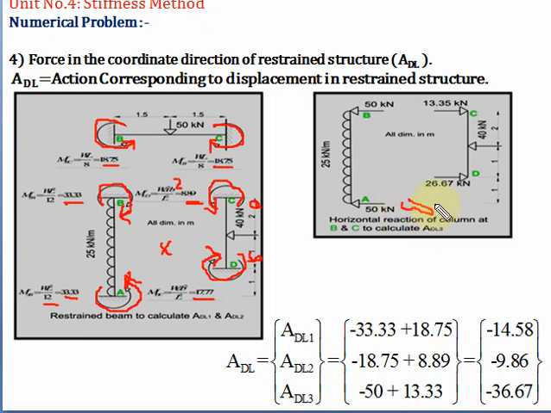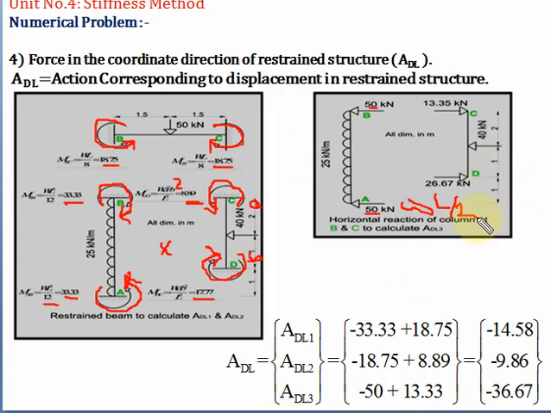End reaction will be WL by 2. So what is the value of W? 25. What is the value of L? 4. So 25 into 4, it is 100. 100 divided by 2 is 50. So 50 will be the end reaction at A and 50 will be the end reaction at B. As the UDL is acting towards the right, this reaction will act towards the left hand side.